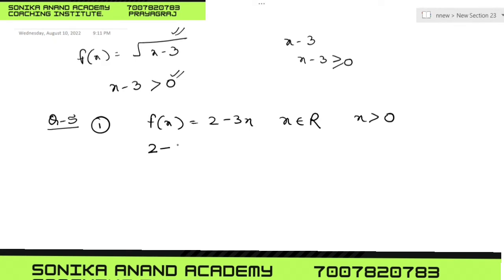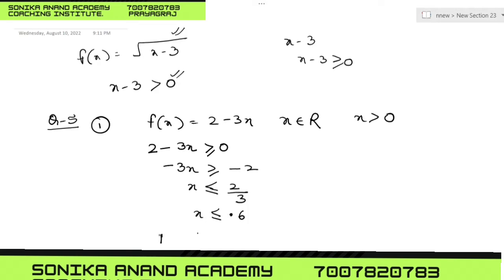2 minus 3x must be greater than or equal to 0. So from here, minus 3x must be greater than or equal to minus 2. We have to change the sign, so x must be less than or equal to 2 by 3. Clear?